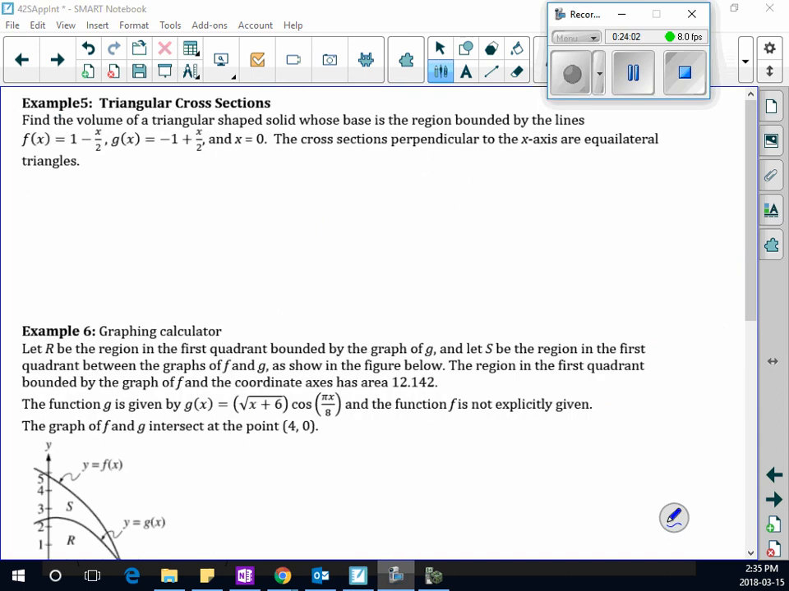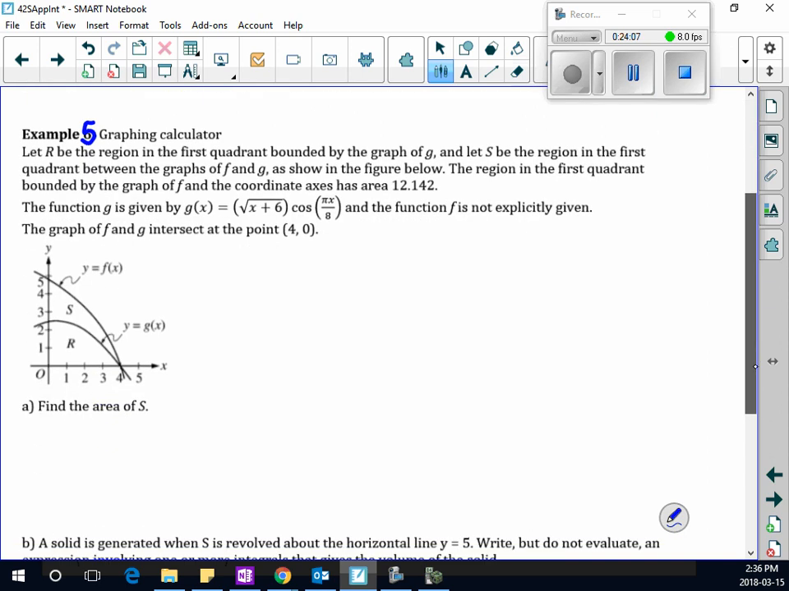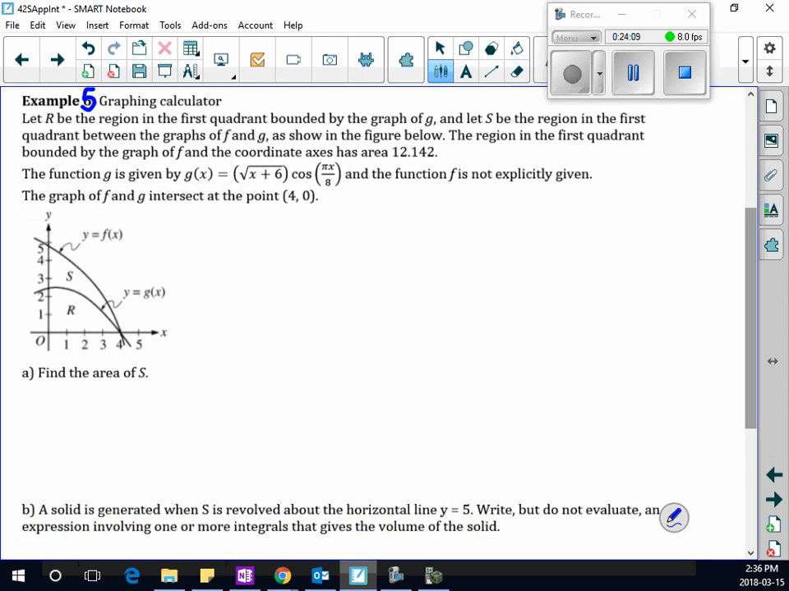So apparently this is not in your notes, so this is your example 5. This is actually taken from an AP exam. You can tell by the way they asked it, the diagram, everything like that. Okay, so let's read the whole thing. Let R be the region in the first quadrant bounded by the graph G. So G is this right here, and R is this section there, yeah?